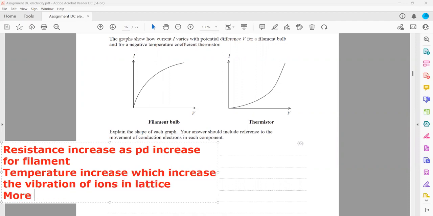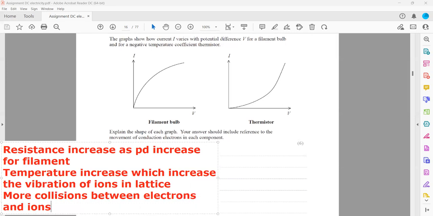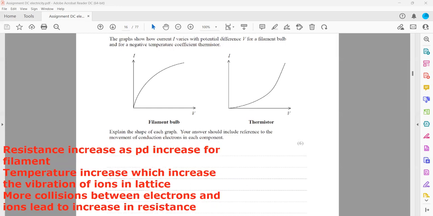As a result, there will be more collisions between electrons and ions, leading to an increase in resistance. This is the case for the filament. The second one is the thermistor. But what happened for the thermistor?